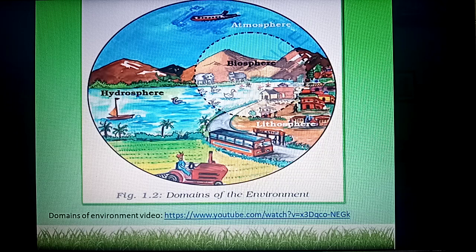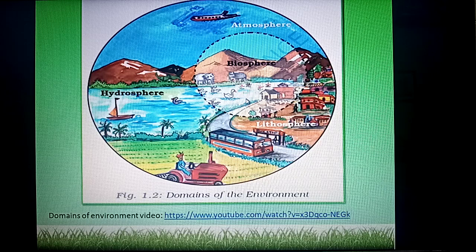Now, where the land, the air and the water all meet, the biosphere is created. Okay, so the biosphere is a narrow zone. What we say, a narrow zone. You have to remember this word, that biosphere is a narrow zone where air, water and land meet. Life is possible then only.